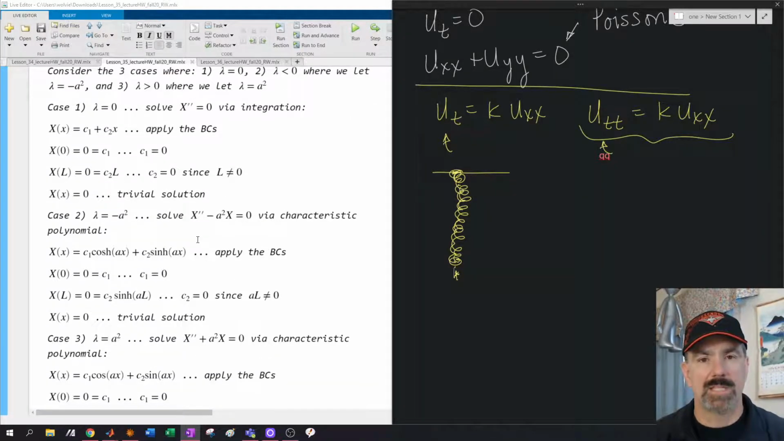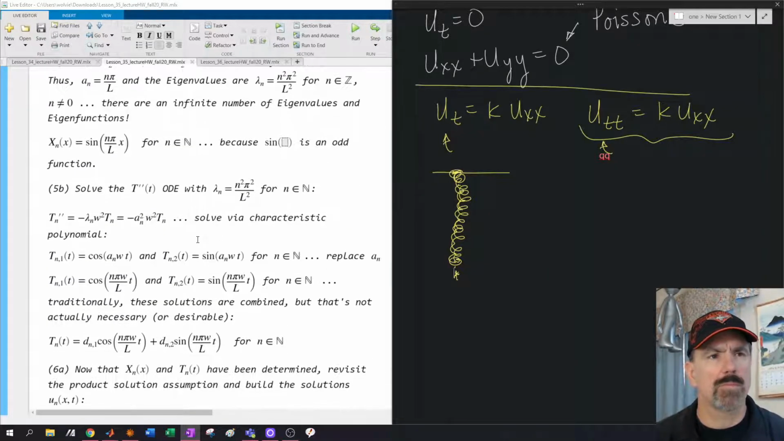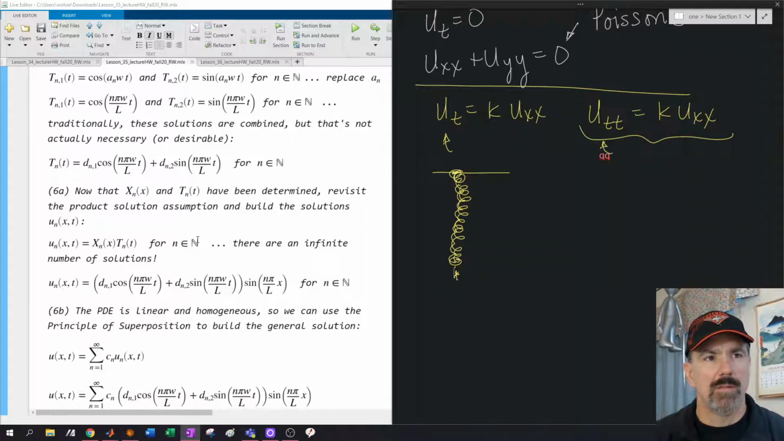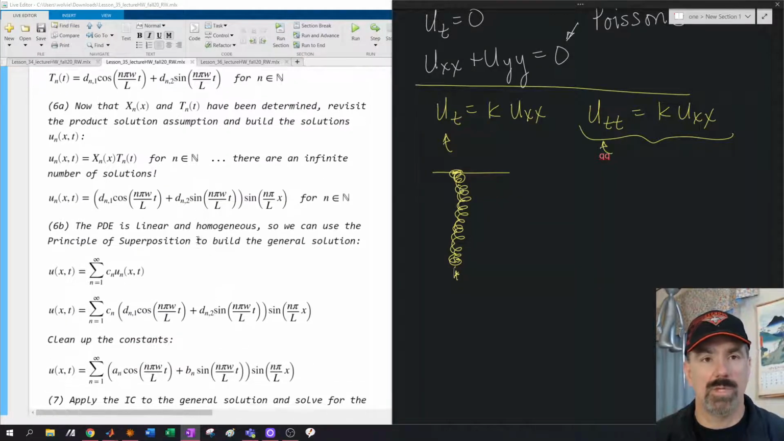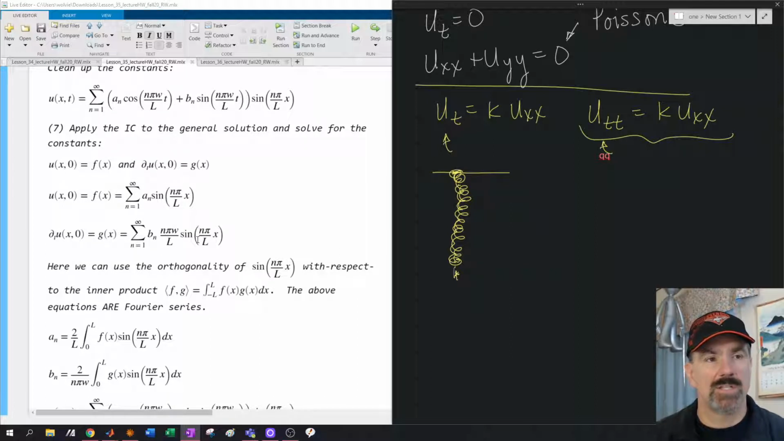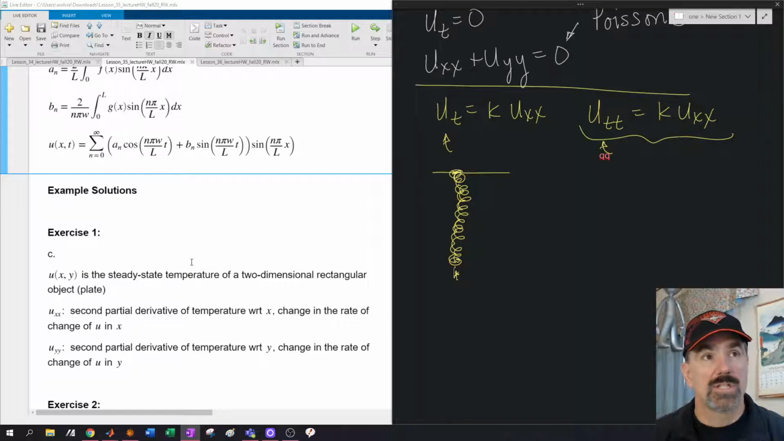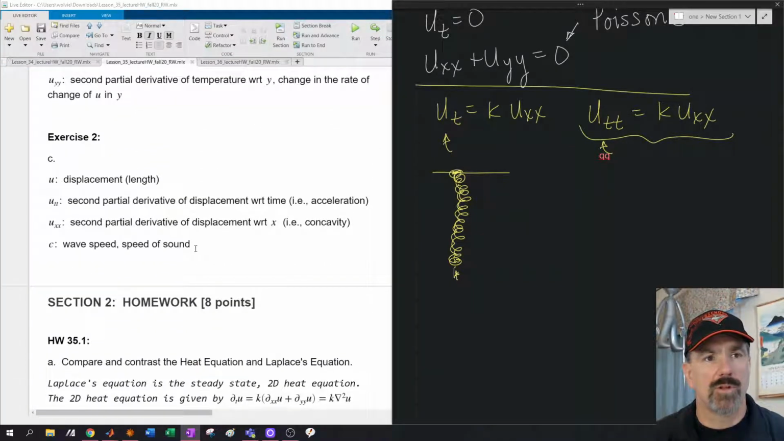So again, this is the worked example that's in the textbook. And there's a little bit of a nuance when we get to step 6a, which is not in this portion, but I'll talk about it when we look at the homework problem. And of course, at the end of the day, we solve for the constants after we've applied the initial conditions and end up with things that look like Fourier series. So there are some solutions here from the kernel, and now it's time to take a look at the homework problems.